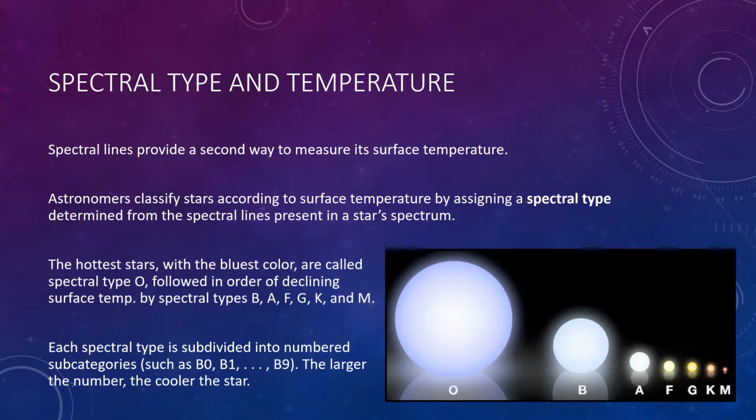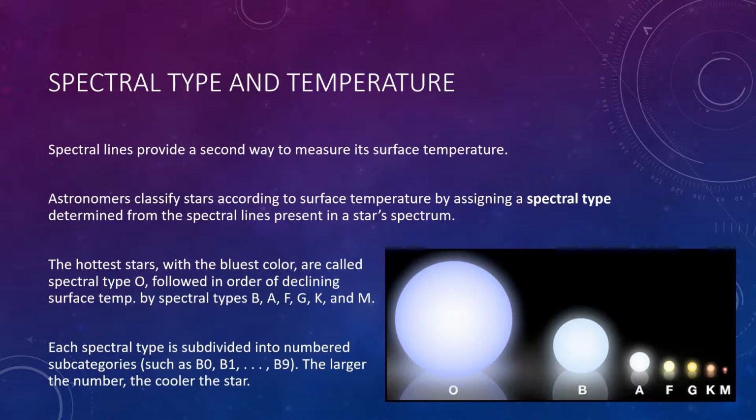For example, the Sun is designated as a spectral type G2, which means it is slightly hotter than a G3 star but cooler than a G1. The traditional mnemonic for remembering this sequence, O, B, A, F, G, K, M, is "Oh, be a fine girl or guy, kiss me." So it's just a way to memorize it.